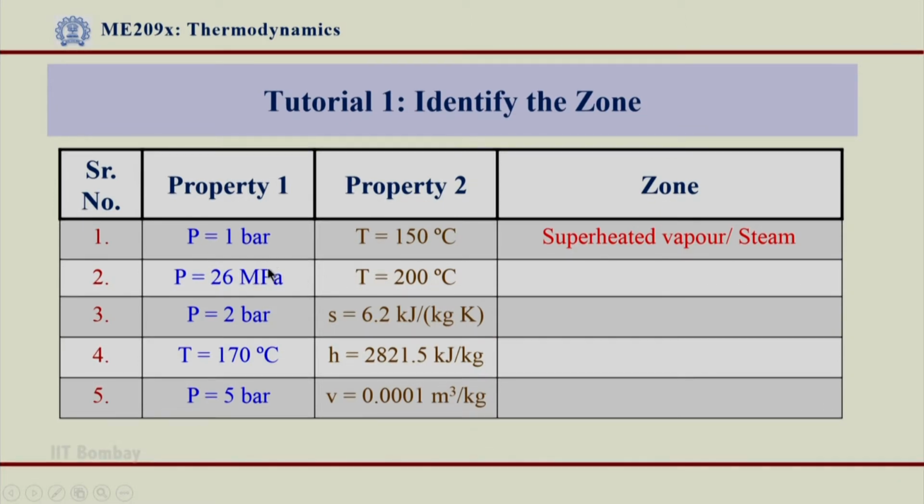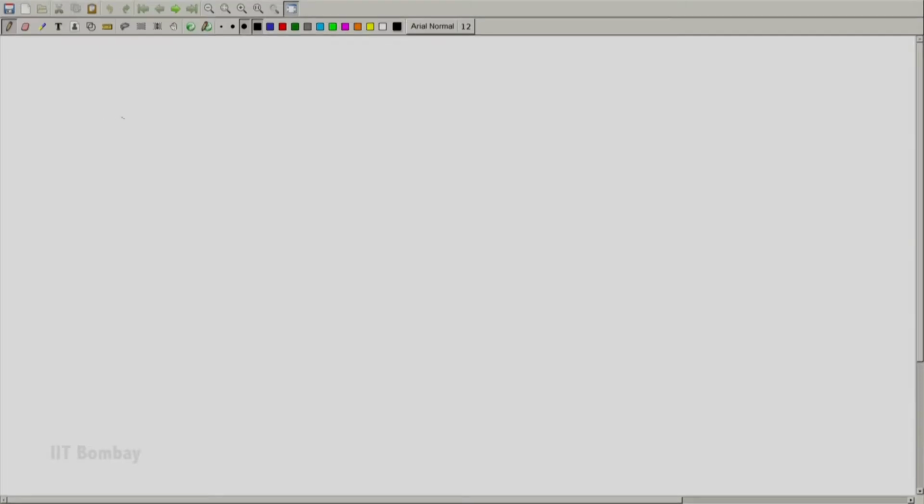Can you understand from these two parameters where this point will be in this zone? Let us solve this problem and one can actually see a direct answer, but we can solve it using the steam table also. So question number 2, P is equal to 26 MPa and T is equal to 200 degree centigrade. Alright, this is the problem.